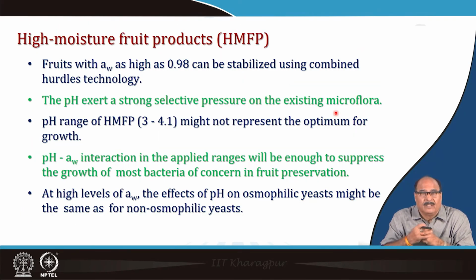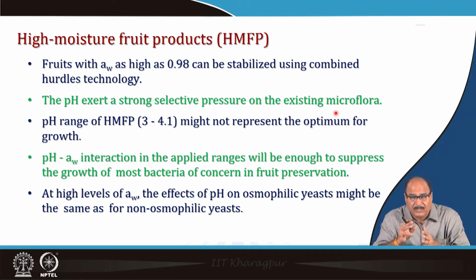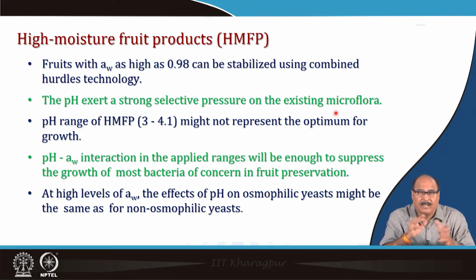Okay. Then high moisture fruit products. This is a very unique combination: the hurdle technology concept can be used to produce high moisture fruit products, that is, fruits with water activity as high as 0.98 can be stabilized using combined hurdle technology. The pH, preservatives and other factors, high pressure, blanching and all those things.